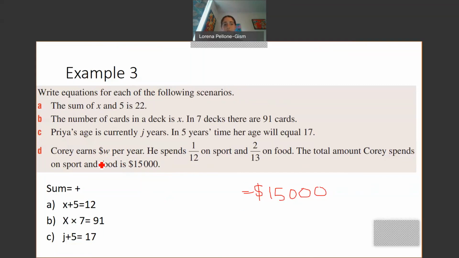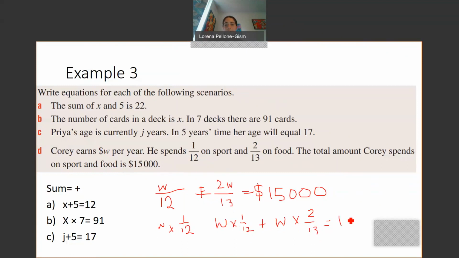Wow. Okay, so Corey earns W per year, spends a 12th of W. So that'll be W over 12, or you could do W times 1 over 12, plus 2W over 13. Another way you might want to write this out is W times 1 over 12 plus W times 2 over 13 equals 15,000.